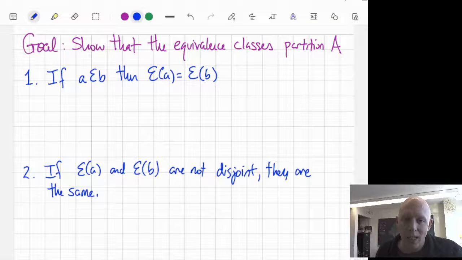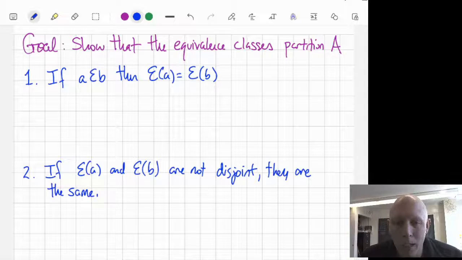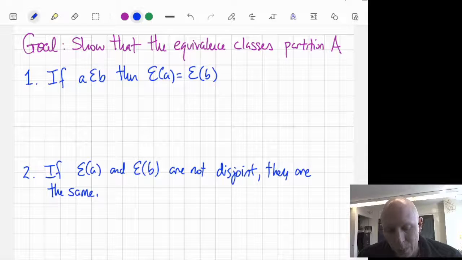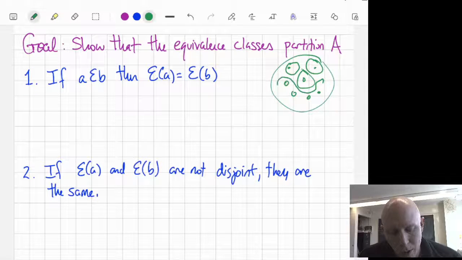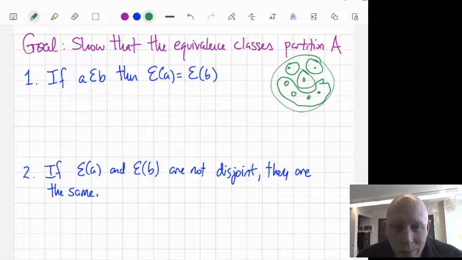Hey everybody, quick video that answers that question that I got stuck on in class last time about why the equivalence classes partition the set A. Remember, basically what that means is if we have our set A and we start to group everything by their equivalence classes, then everything is part of one and only one set.